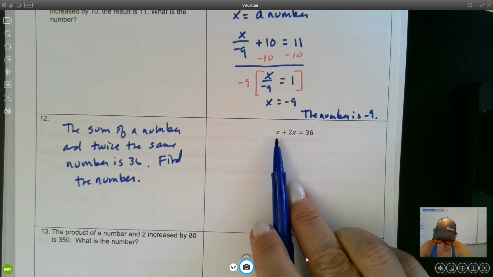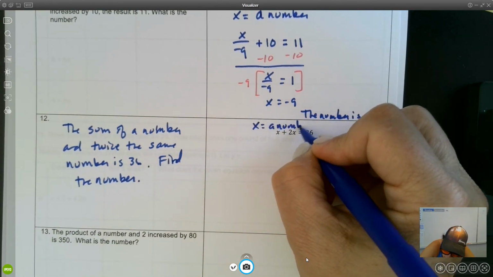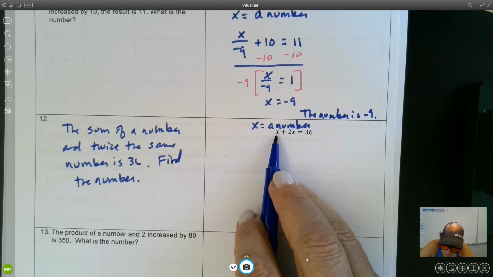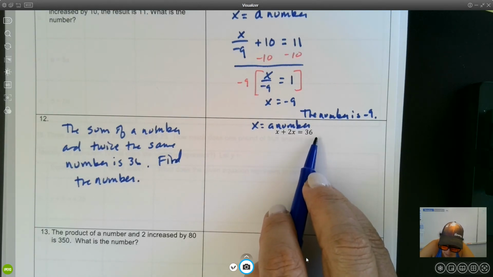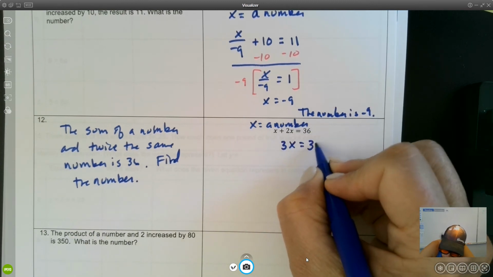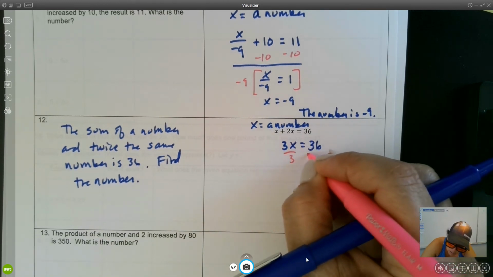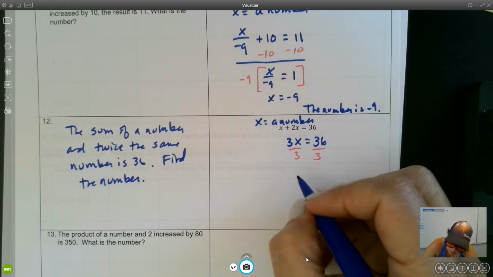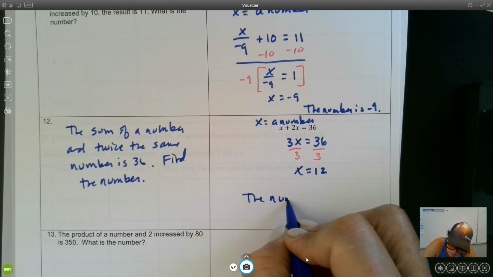Okay. x is a number. Let me throw that in here. The sum of a number and twice the same number is 36. That's exactly what that says. x plus 2x. Let's make that 3x. And then we're going to take a third, or divide by 3, and get 12. The number is 12.